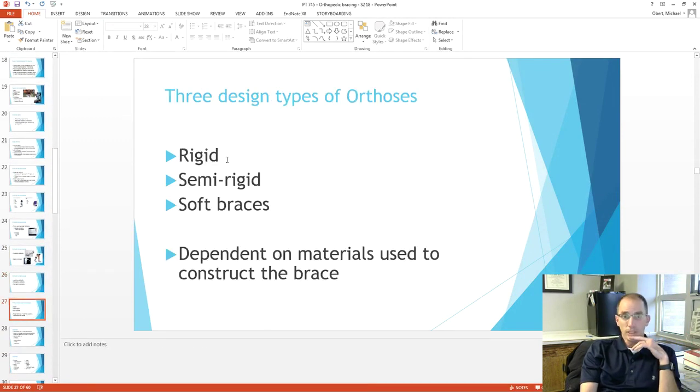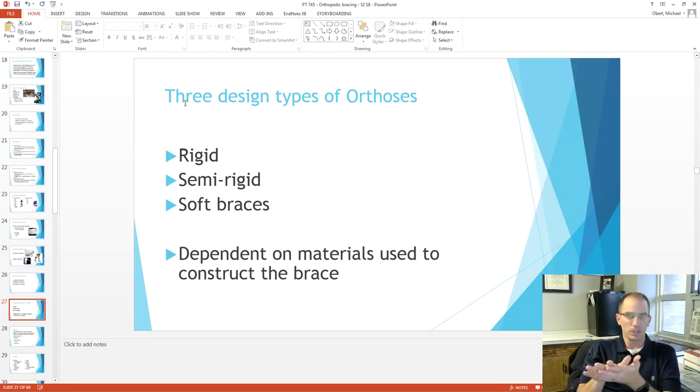We also have rigid, semi-rigid, and soft braces. So this really just depends on the materials used to construct the brace. We'll talk about rigid and semi-rigid when we talk about the foot orthotics towards the end. But soft is, as you can imagine, soft. It's some foam that's pretty bendable and pliable. Semi-rigid means it gives some support, but it has some give to it. And rigid would be like a carbon fiber plate, which has no bend at all.